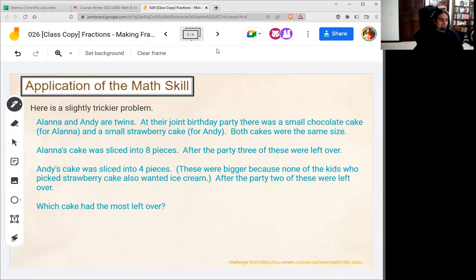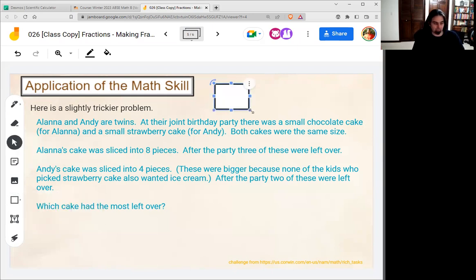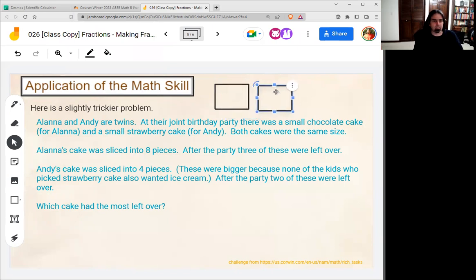Okay, here is a slightly trickier one. Alana and Andy are twins. They have a birthday party together. And we have 2 cakes. And these are the same size cakes. One cake we slice into 8 pieces.